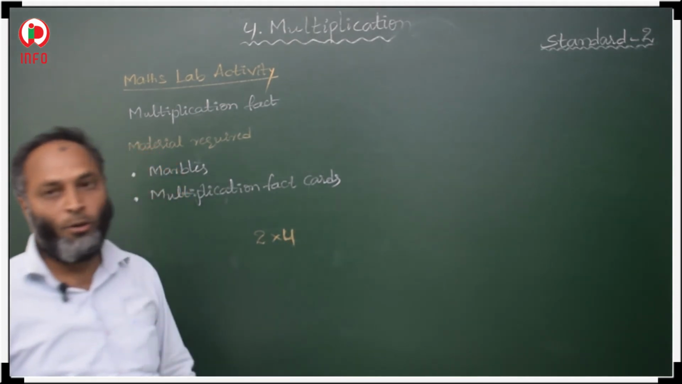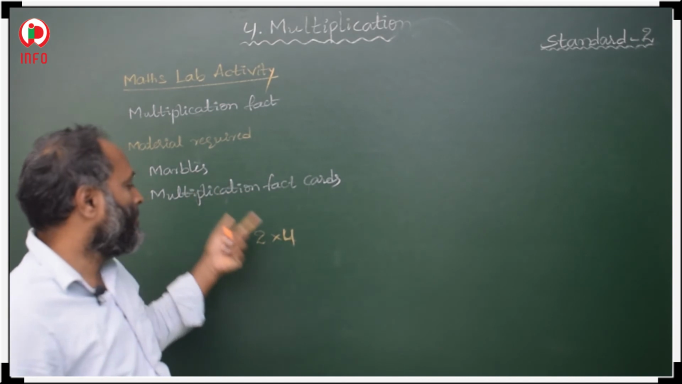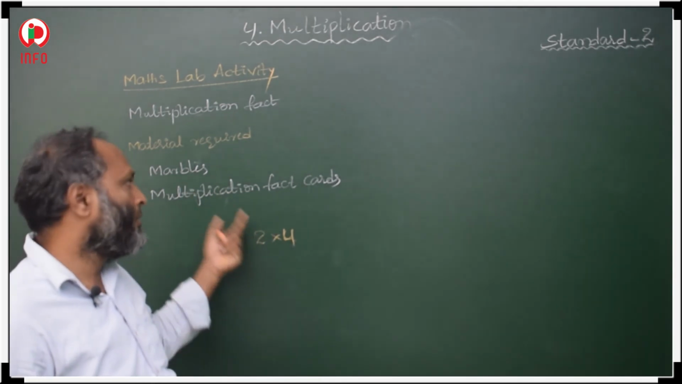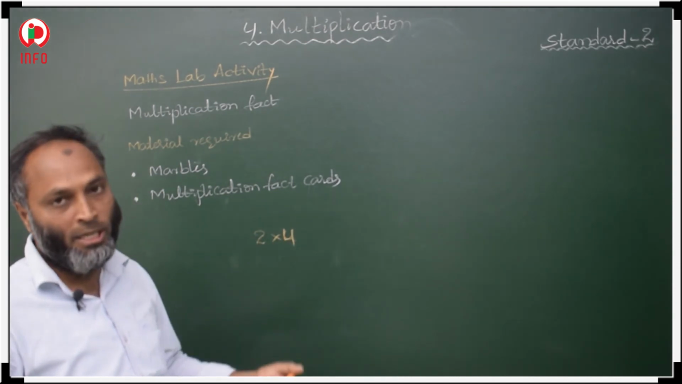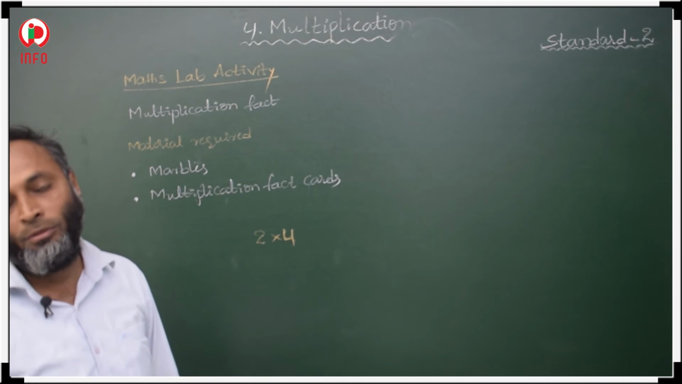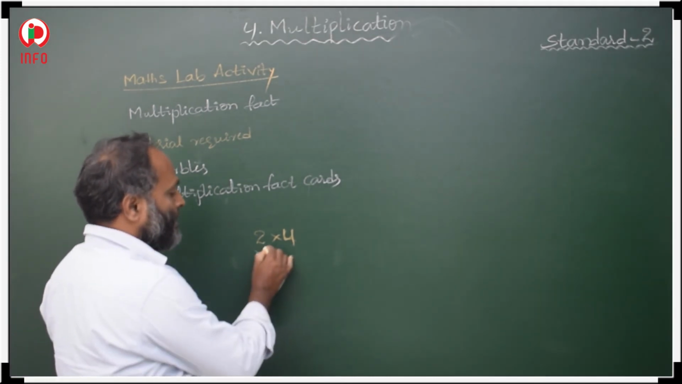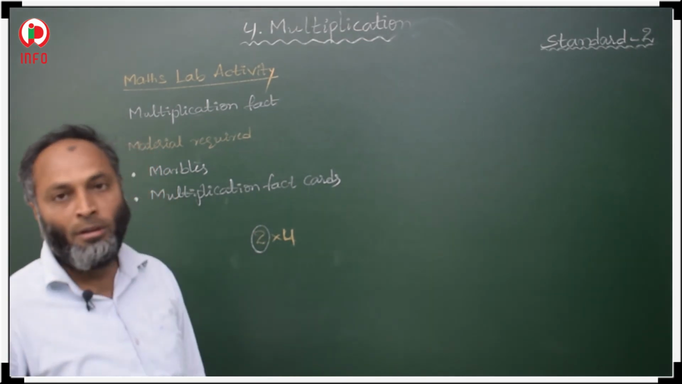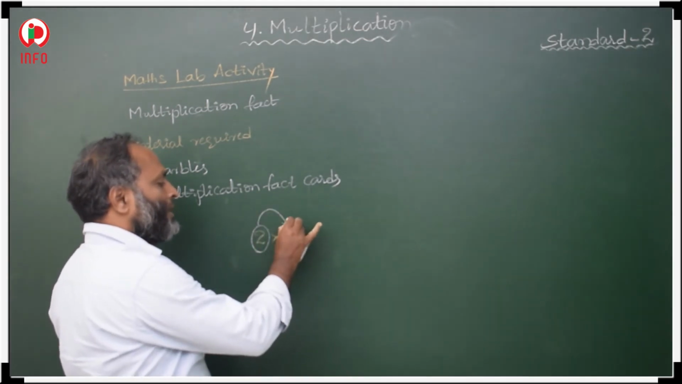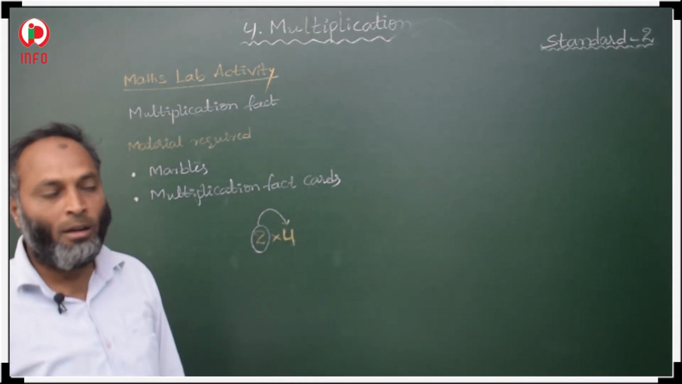The second group should come forward and arrange the marbles. Whatever 2 into 4 is there, how many marbles do you need to arrange? In this way, 2 into 4. What does 2 into 4 mean? 2 into 4 means they should arrange 2 groups in such a way that in each group they keep 4 marbles. How many marbles? 4 marbles.